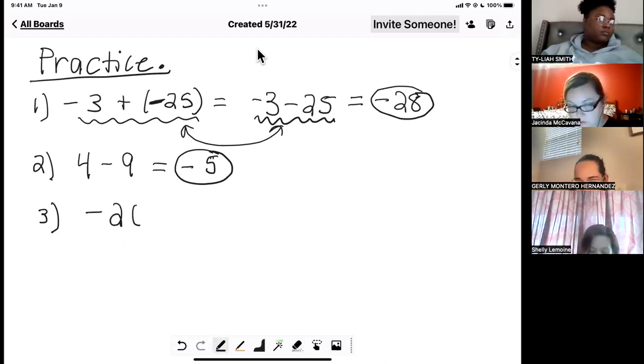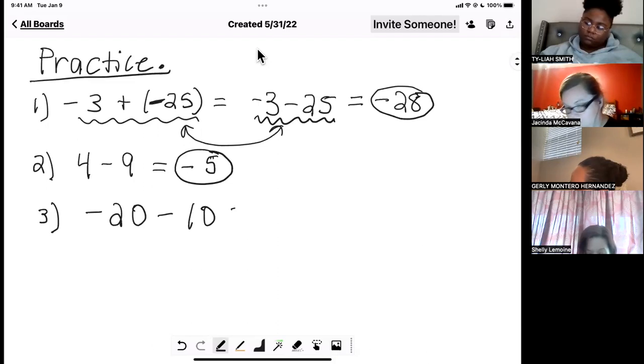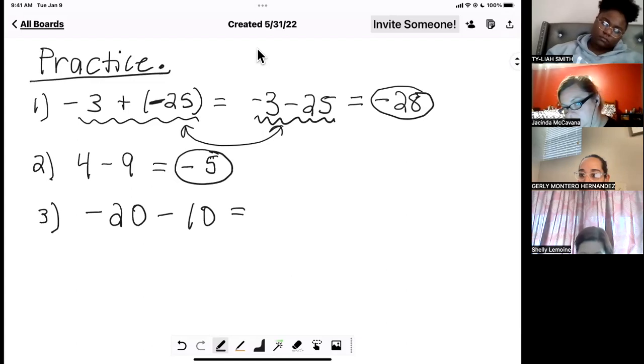Oops. -20 minus 10. Okay, so I look at this. 20 is negative and 10 is negative. They are the same signs. So when they're the same signs, I'm going to add them and keep the sign. So 20 plus 10, that's 30, but they both are negative. So the answer has to be -30.